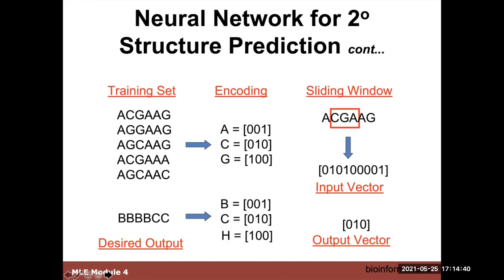We think about encoding. So we have a sequence, and we might one-hot encode A's, C's, and G's, just like we did with flowers, like 001, 010. And if we only had an alphabet of three letters, we could encode it this way. We can also think of having a sliding window where maybe we're taking three or seven residues at a time. So we concatenate those three amino acids together to produce an input vector, which is 3 times 3, or 9 elements long. We might have another output where secondary structure is coded through B, C, and H. And we might have a decision of what the central residue should be in terms of the desired output, whether it's, in this case, a coil. So for CGA, the central residue G is probably indicated to be, let's say, a coil.